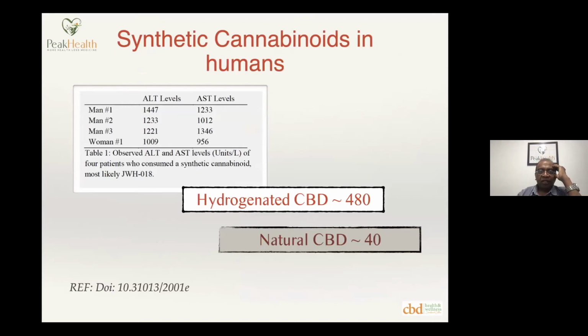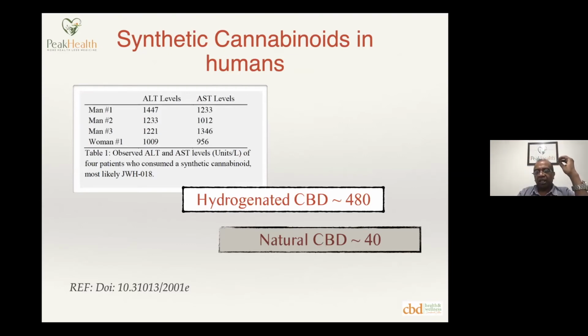So this is what happened with a synthetic cannabinoid. I don't know what the street name is, but it's most likely a synthetic cannabinoid called JWH18. The ALT levels, there were 3 men and 1 woman, but the thing about this was they were actually found on the beaches delirious. They were acting crazy. They were violent, etc. So they were having a very, very bad reaction to this.